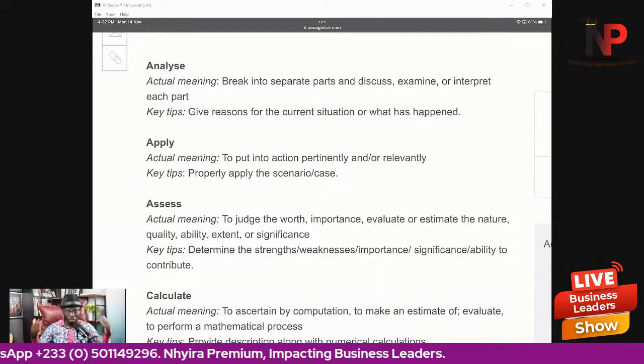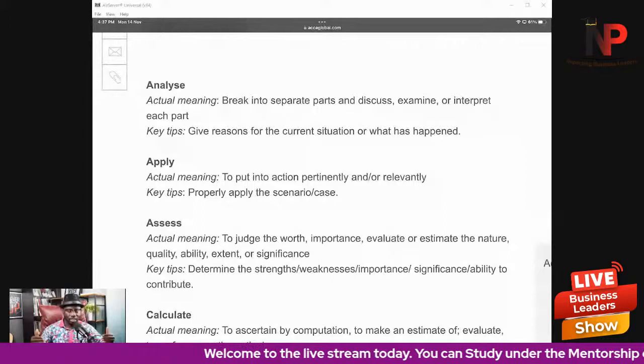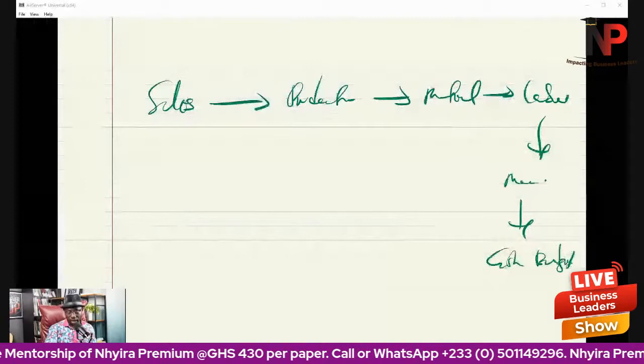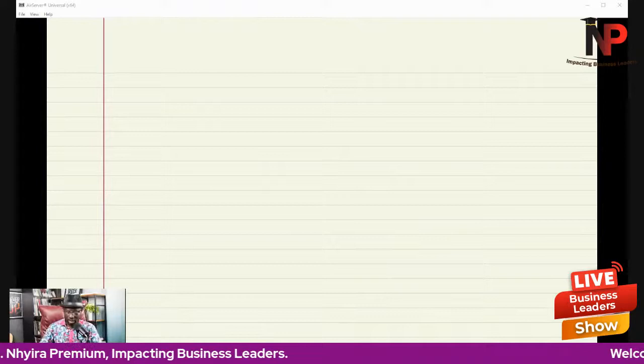To analyze means break into separate parts and discuss, examine, or interpret each part. So if the examiner says analyze something, it means you break into the separate parts. So let me bring up my writing part here and show you. So usually you're going to be seeing this in subjects like public sector accounting and finance, where it says analyze the performance of the organization.